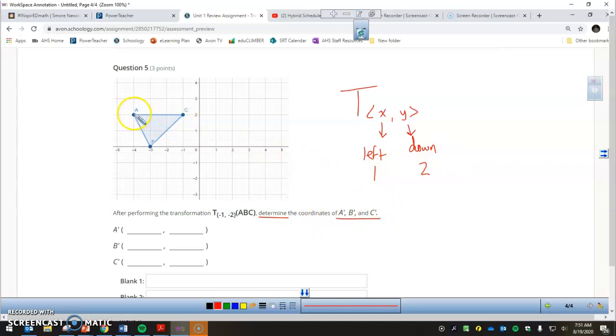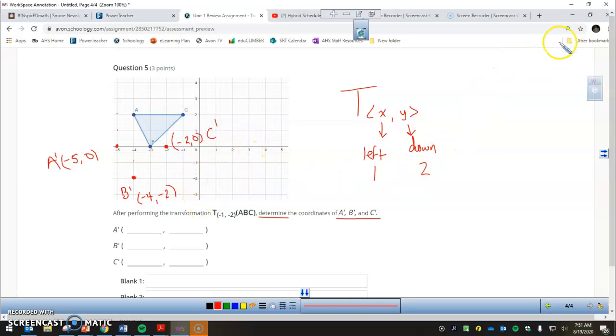So I can just start with A. A should be left 1, so I'm going left 1 and then down 1, 2. So A prime should be at -5, 0. B, left 1, down 1, 2. B prime is going to be right here. Is that -4, -2. And then C, I'm going to go left 1, down 1, 2. C will be right here, which is at -2, 0. And that is C prime.